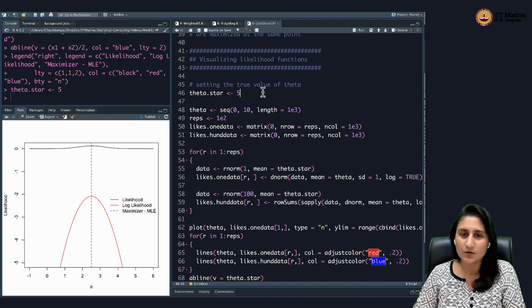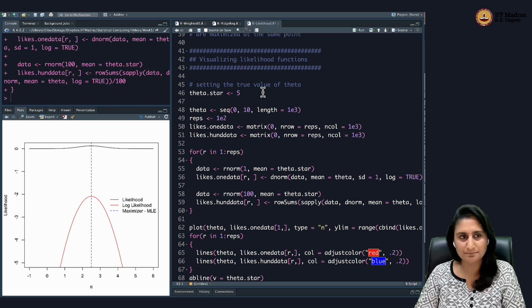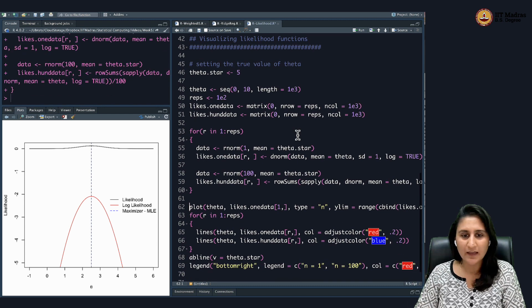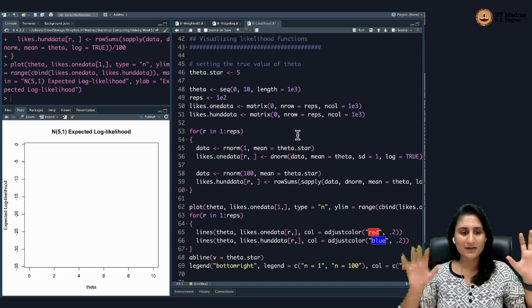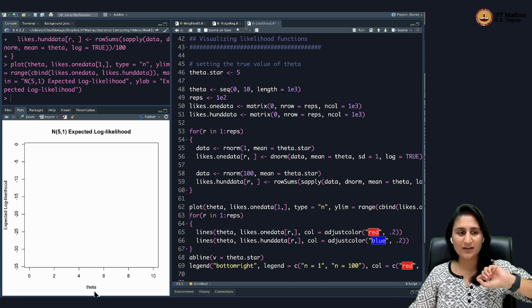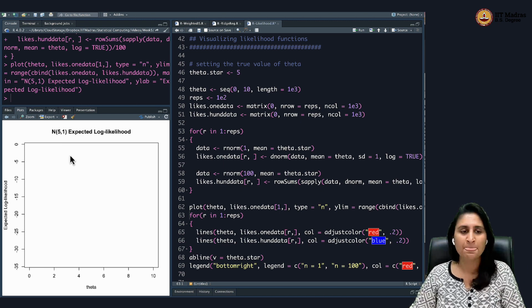Okay, so what I'm going to do now is run all of this. It's going to take a little bit of time. Done. And now I can plot each and every one of these values. So what I'm doing now is setting my grid. On the x-axis, I have theta values. On the y-axis, I have the expected log likelihood. And this is for normal(5, 1) because theta star was 5.